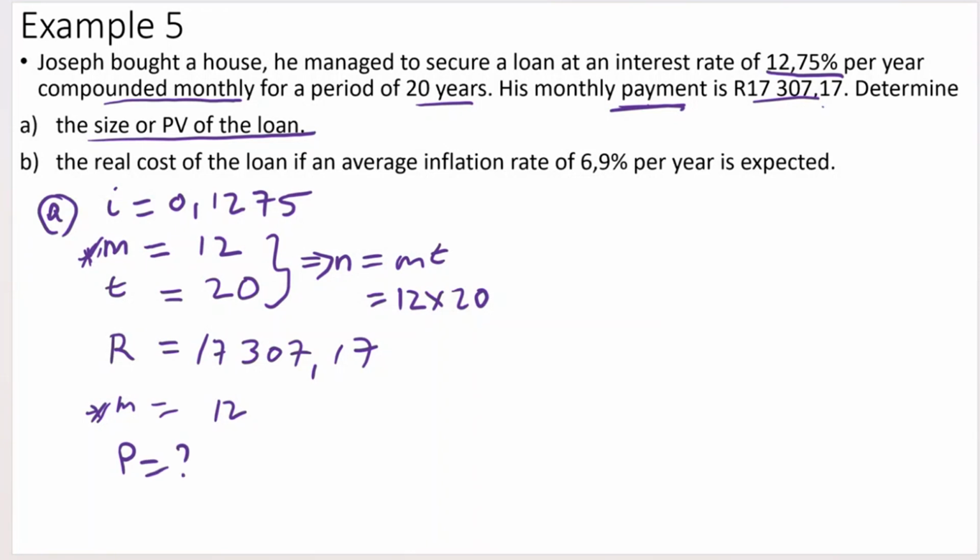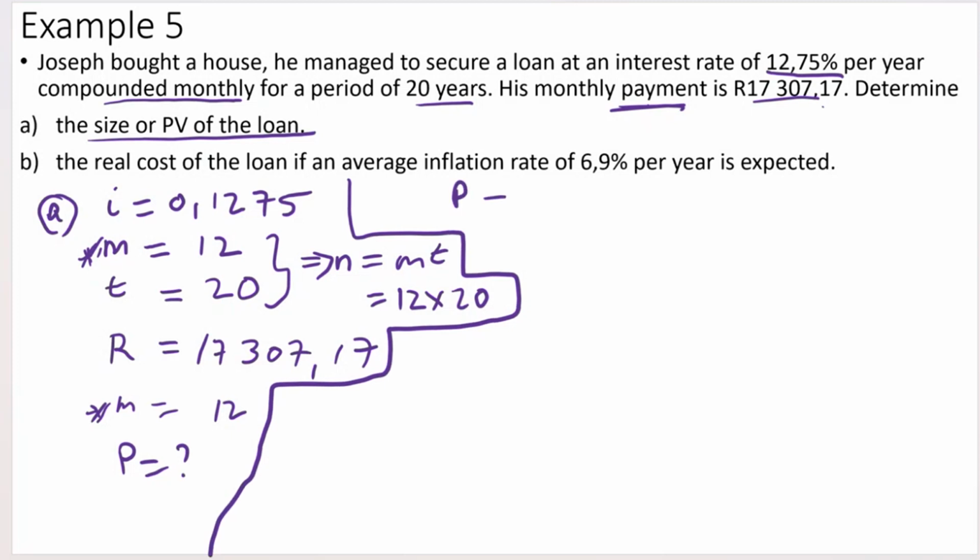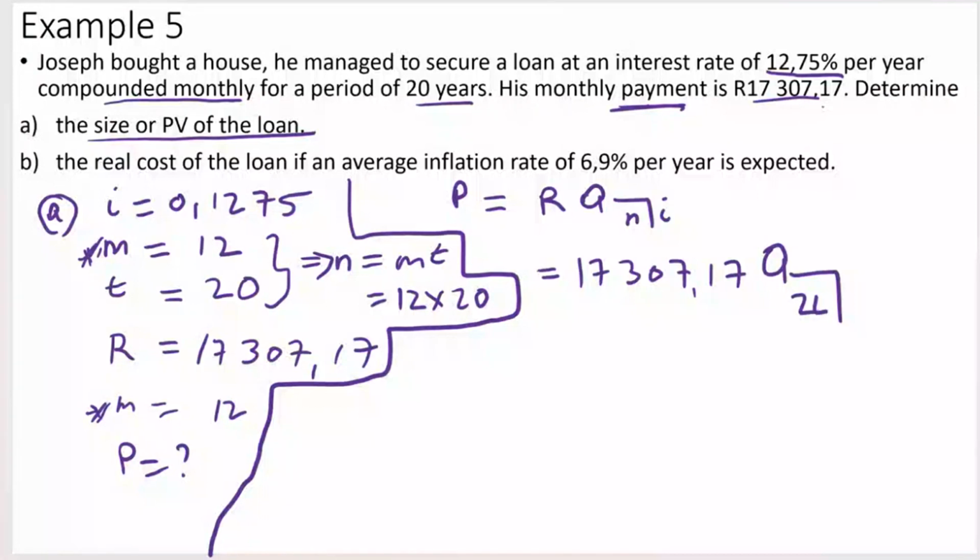Now to calculate the present value of your loan, remember, it is equal to R times A sub N at I. Your R is 17,307,17. What is your N? You already have your N here, which is 12 multiplied by 20, which is 240. Let me write it here so that when you go through, you can see where we get our 240.